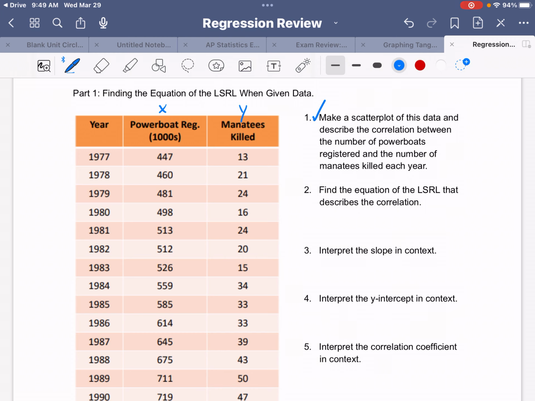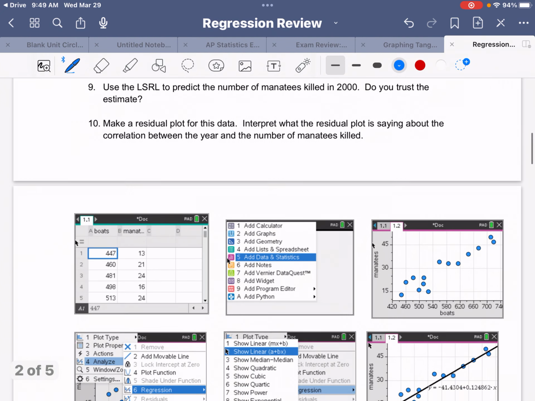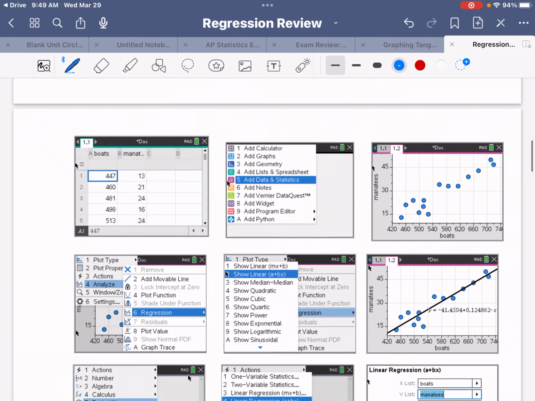Okay, so how to make a scatter plot on your TI Inspire. Now I can't record what I'm doing on the TI Inspire, so I'm going to scroll down a page. You do not have this page, and we're going to go through this step by step. So the first thing that you have to do is open up your lists. Hit page and open up a list page and make yourself a boats list and a manatees list and get that typed in. And so if you need to pause and do that now, that would be fine.